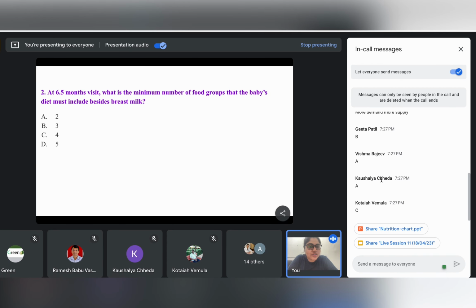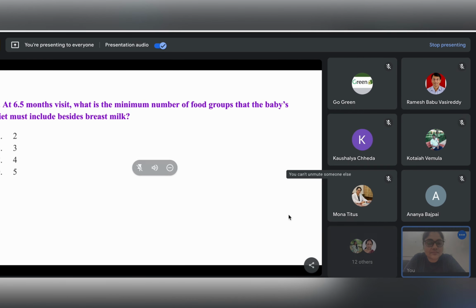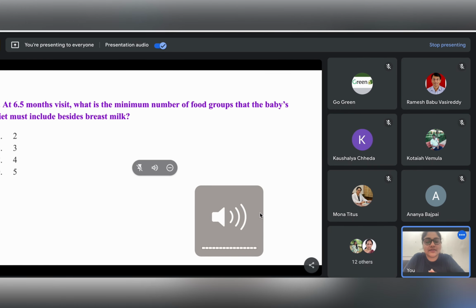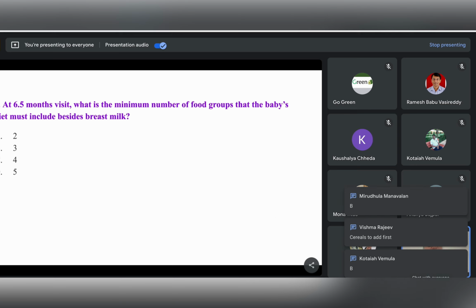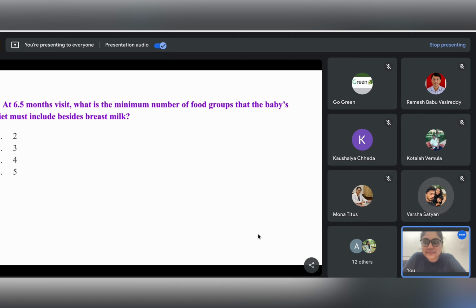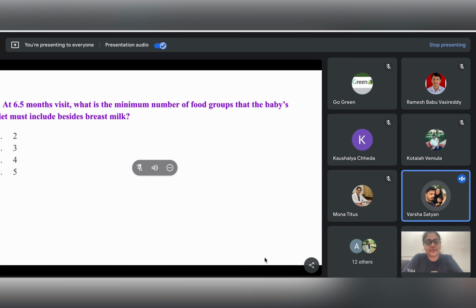Vishma, Rajiv, Kaushalya, Cheda, would you like to discuss? Please go ahead, don't be hesitant. We are just discussing the question. Okay. Option A, because it is just 6.5 months, so it would be just about 2 weeks that the baby is introduced to solids. That's why I guess, I don't know.